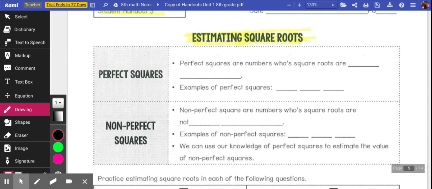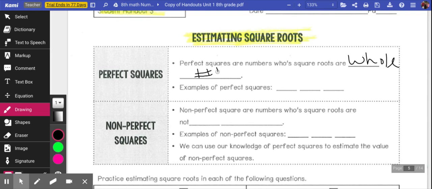Okay, handout 3 is on estimating square roots. So you will not use a calculator for this because we're estimating. A little review: we know that perfect squares are numbers whose square roots are whole numbers.